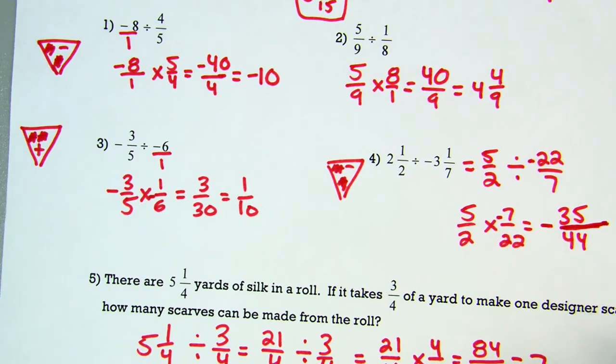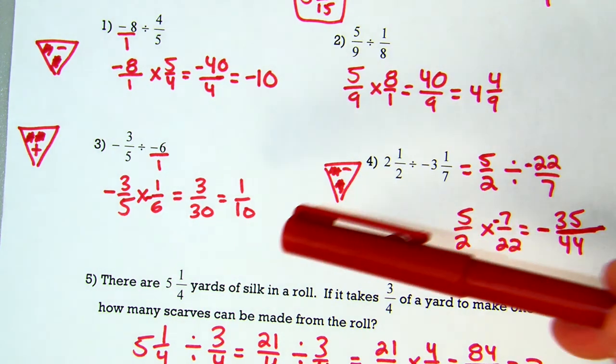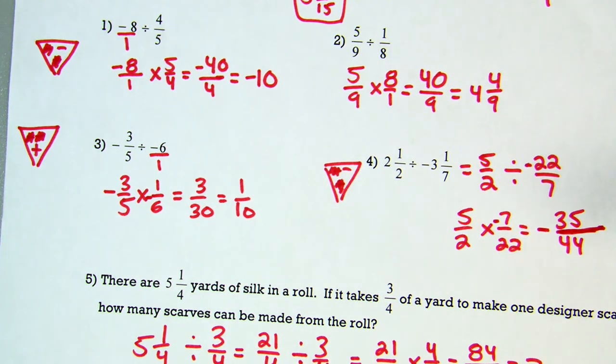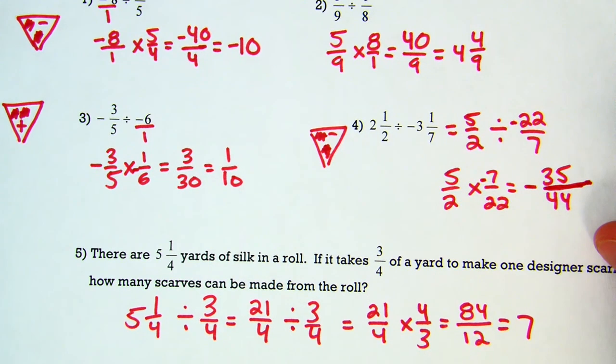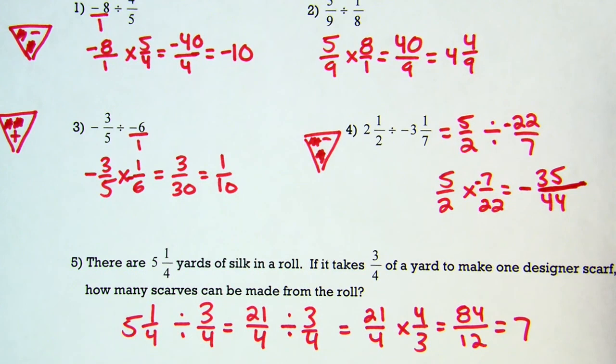Alright, number 1 should have had -10. Number 2 should have had 4 4/9. Number 3, 1/10. Number 4, -35/44. And then for number 5, you should have gotten an answer of 7. Alright, that's how many scarves can be made from one roll.